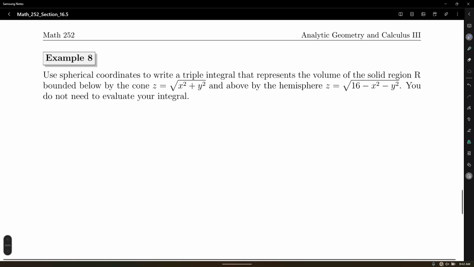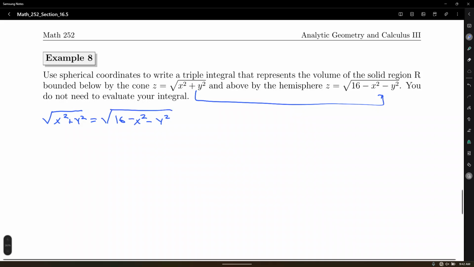Number 1, we need to see the projection of this solid onto the XY plane. If you're given only one surface, just set z equal to 0 and get the equation of the conic and graph it. But in this case, we're getting 2 surfaces, so set the 2 equations equal to one another. That is, square root of x squared plus y squared equals the square root of 16 minus x squared minus y squared.